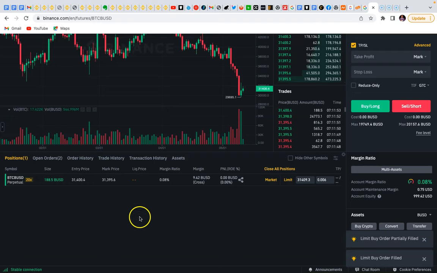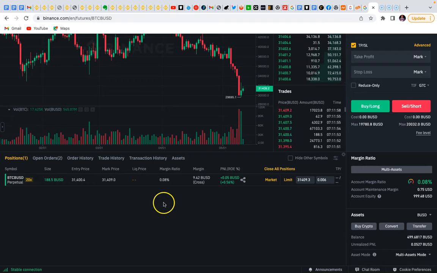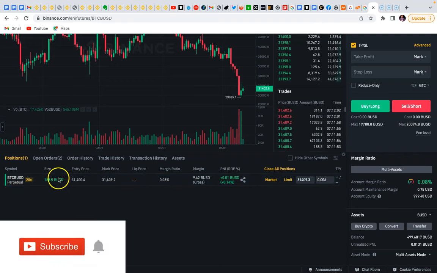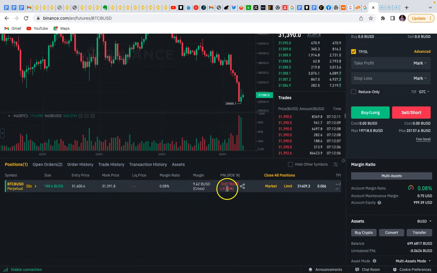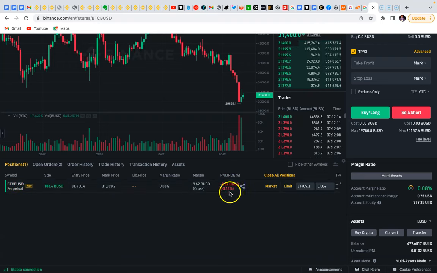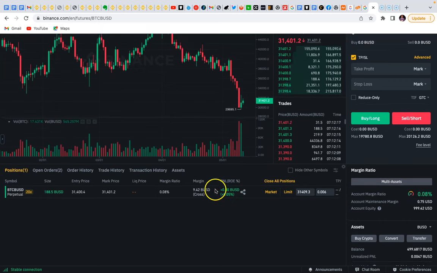As you can see, I have a long position right here, and this is the size of my position. You can see it's already showing my PNL for this particular trade. As you can see here, it's a long position.